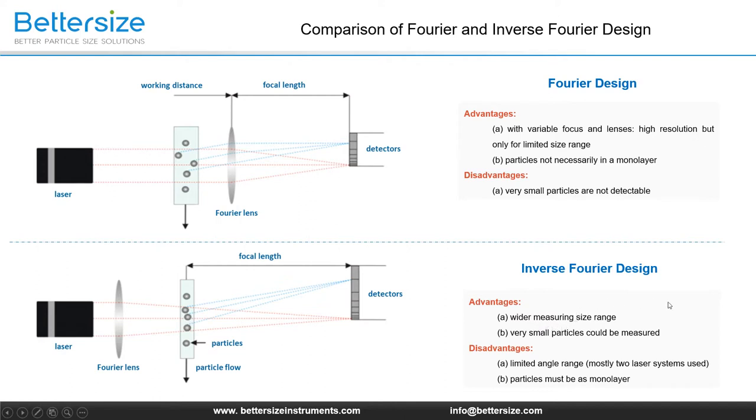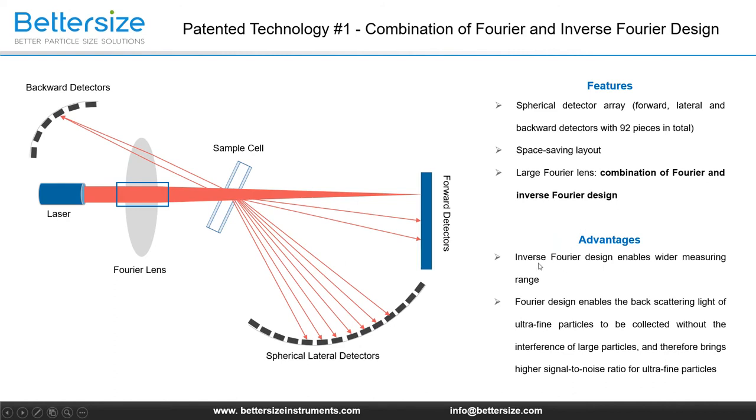So if there is an analyzer that combines both designs on one instrument and has the advantages on both sides, why not? It will be a great technological innovation, and this is what the Bettersizer 2600 does. Let's take a look at its optical setup. A laser being produced by a laser device passes through the Fourier lens and then irradiates the particles in the sample cell to produce scattered light in all directions.